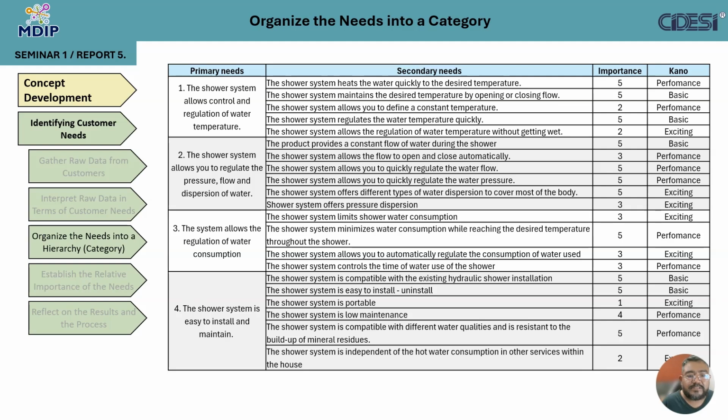The shortlist allowed us to organize and group the needs by similarity. We called these groups categories or primary needs. We called the needs within each category secondary needs. At the end of this process, 7 primary needs and 37 secondary needs were identified.